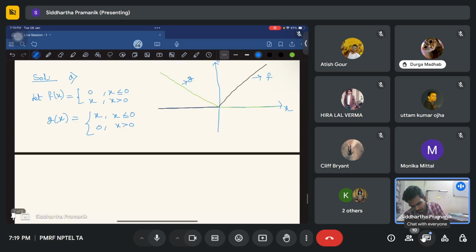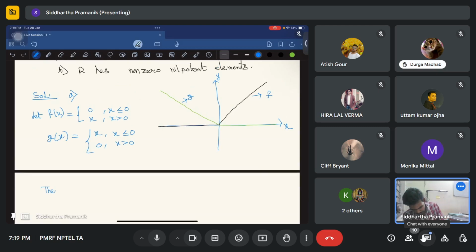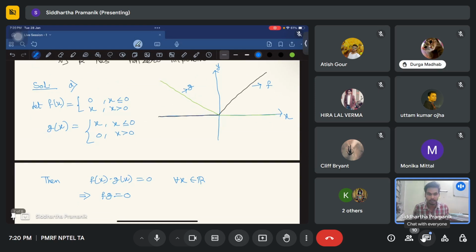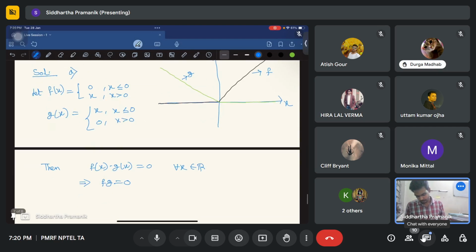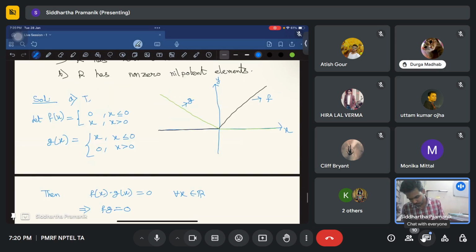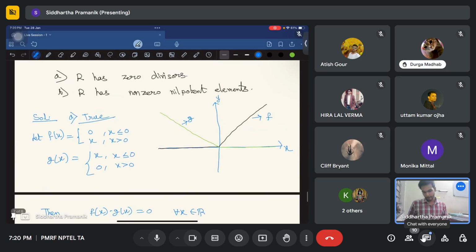Now if you take the product, then f of x times g of x is 0 for all x in R, right? So that implies fg is the zero function, but neither f nor g is the zero function, and both are continuous. It is clear from the graph, or you can check by the definition also. So this statement is true. I hope this is fine.